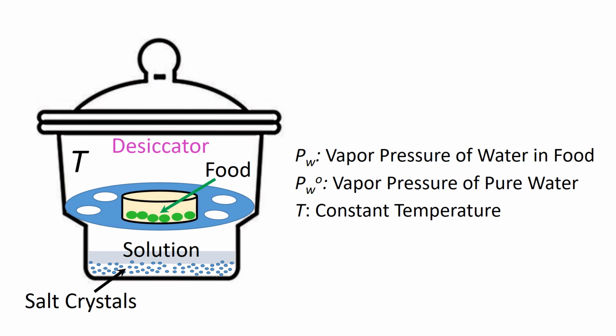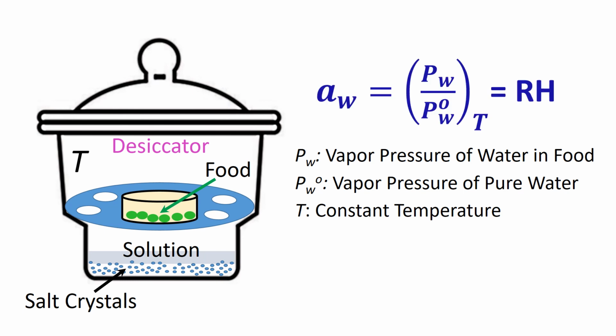A food sample in a dish can be placed inside the desiccator to equilibrate at a relative humidity of 0.75. Now we can write the water activity equation. At equilibrium, water activity is the ratio of the vapor pressure of water in food and the vapor pressure of pure water at constant temperature. In addition, water activity can be considered as the equilibrium relative humidity of the air in the desiccator. The experiment will provide the equilibrium moisture content of food at the water activity of 0.75. Water activity varies from 0 to 1.